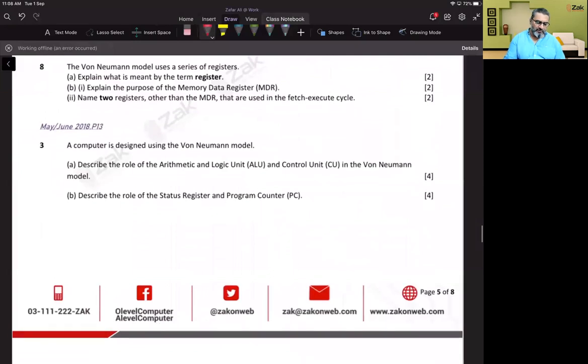May, June 2018, P13. A computer is designed using the von Neumann model. Describe the role of arithmetic and logic unit and control unit in the von Neumann model. So A is asking for ALU. ALU performs arithmetic operations. ALU performs logical operations. ALU performs logical comparison operations. Remember CMP? Control unit sends and receives signals, and synchronizes operations between the steps of the fetch, decode, execute cycle.